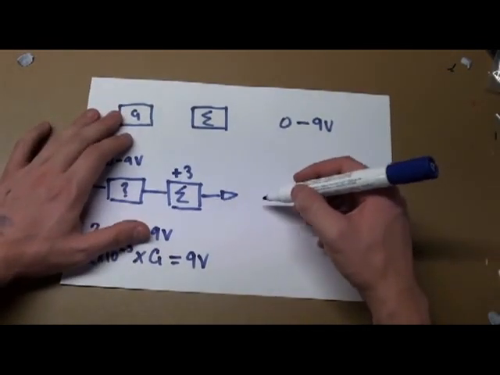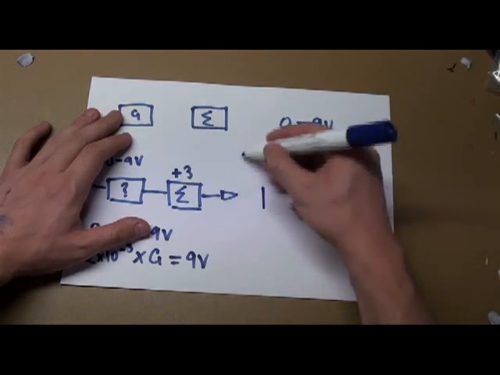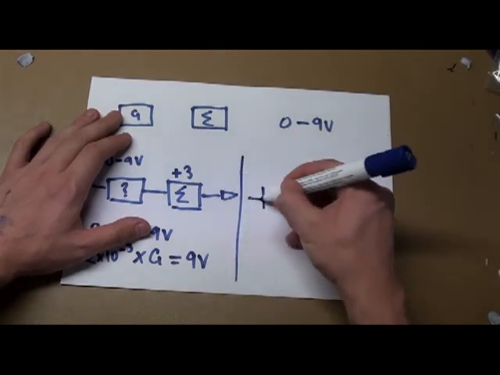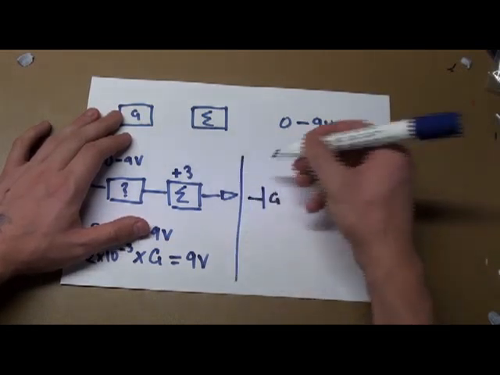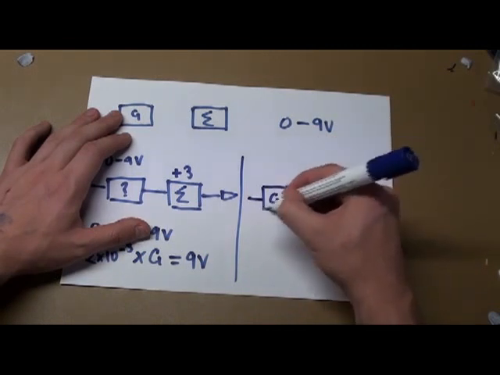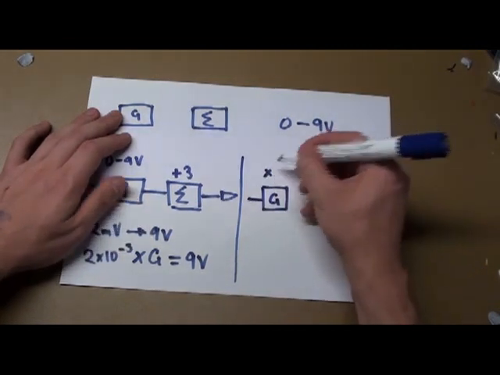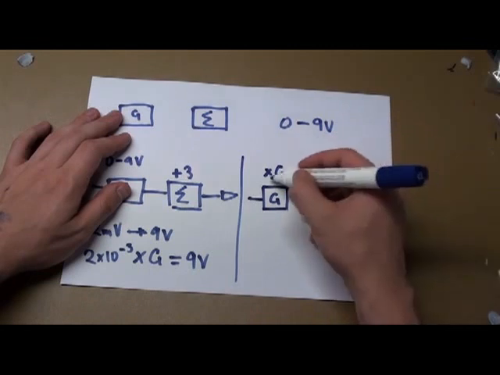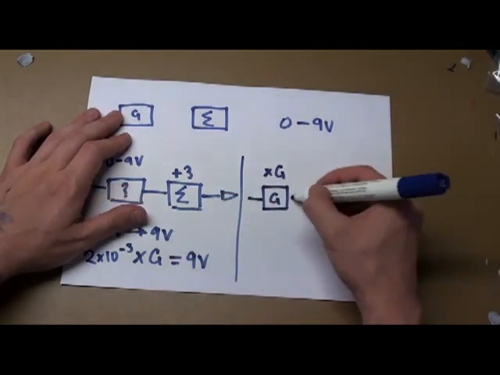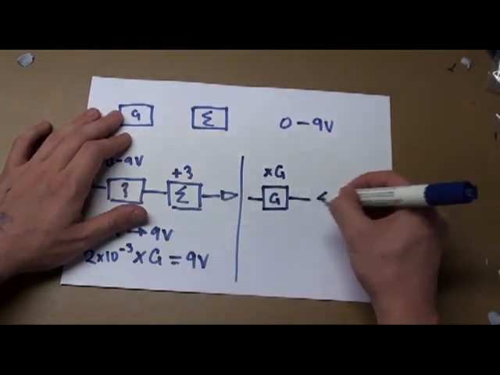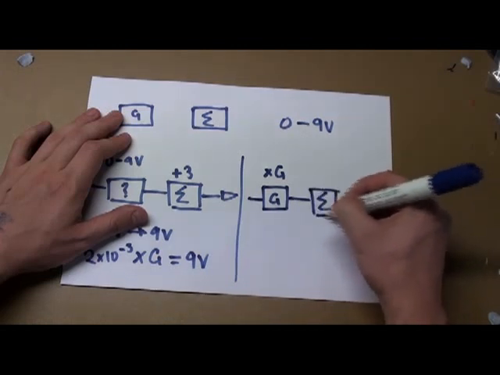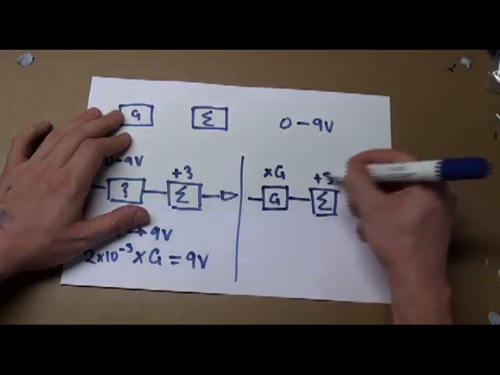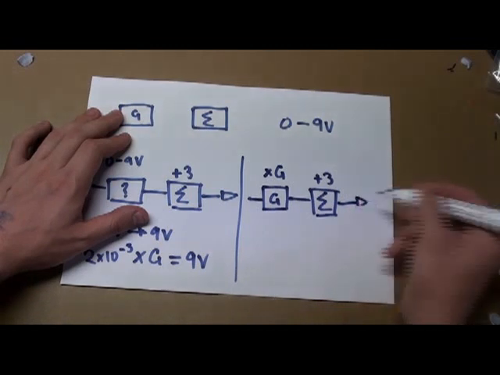So it will look like this: signal coming in, we'll have a G block, and that will be times G, which is this value over here. Then we go into our summing block, which will be plus 3, and then we have our output.